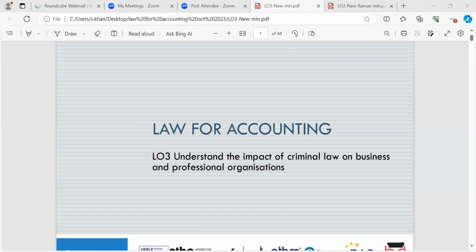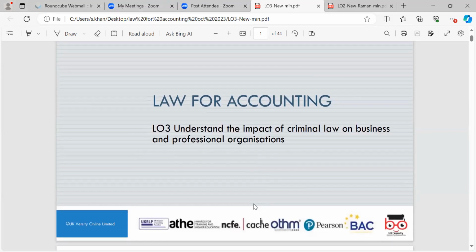So now we move on to learning outcome 3. Can you all see the slides? Why do you think it's important to understand criminal law in regards to businesses and professional organisations? Why do you think criminal law is so important, or just looking at law, but then obviously becoming a criminal act?